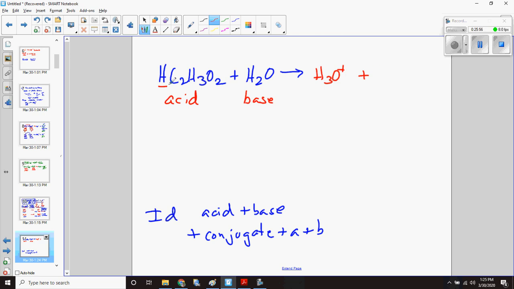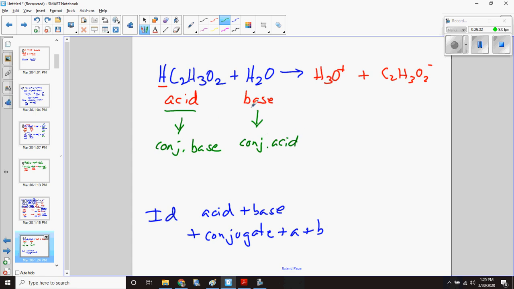As this donates a proton, the acetate ion, C2H3O2 negative, is going to be left over. So the acid donates a proton, the base accepts a proton. Now, what we want to be able to figure out is what are the conjugate acids and conjugate base. The thing to remember is that an acid will always make a conjugate base, and a base will always end up making a conjugate acid, right?